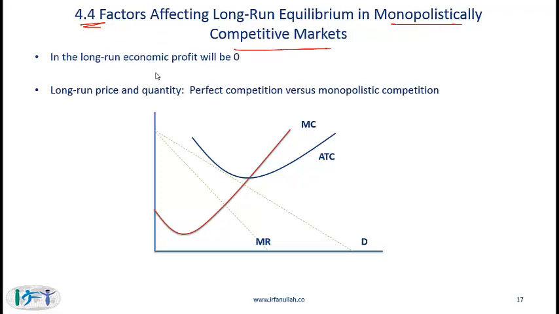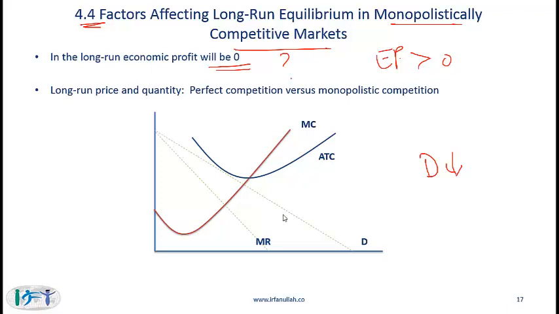In the long run, the economic profit will be zero. Why is this? The reason is, if a firm is earning an economic profit which is greater than zero, then other firms will enter the market. Remember that one of the characteristics here is that there are low barriers to entry, which means that new firms can enter rather easily. If new firms can enter rather easily, then the demand curve for each particular company in this market will go down.